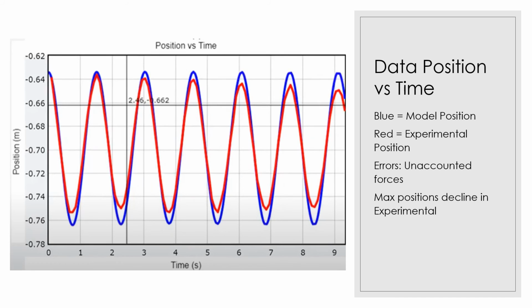Here you can also see the second graph, that was the position versus the time. The blue line being the model from the tracker video, and the red being the experimental gathered in the GlowScript. The errors could be unaccounted forces such as drag and stuff. And one thing I wanted to point out is that in the experimental, you could see that the max positions declined as it went on.